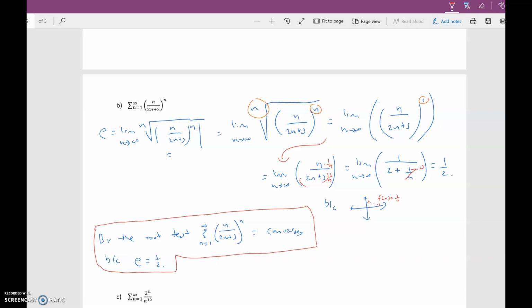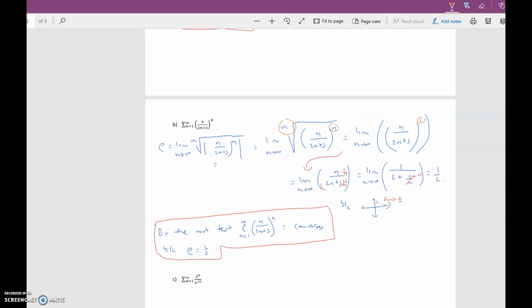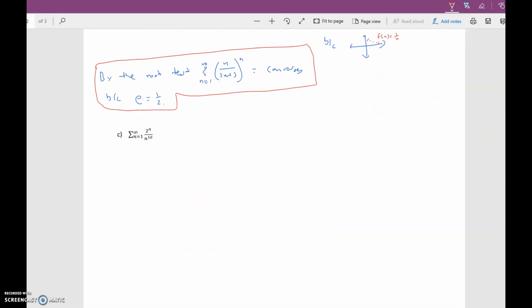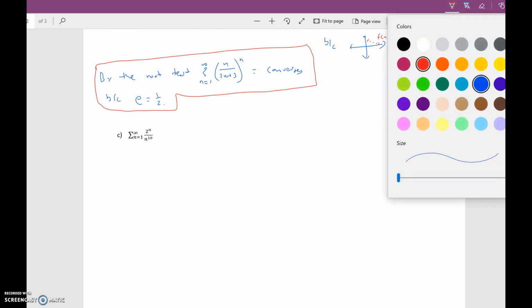Okay, so that's it for this one. It's a very short section. Tomorrow I'm planning on doing the ratio test and then showing you how to use those, well, mainly the ratio test, to determine the radius of convergence for a power series. But that's actually it for example B. Let me jump into example C, which is also going to be very short.